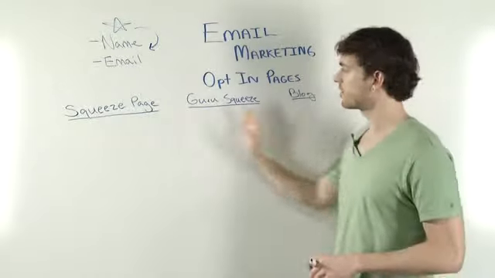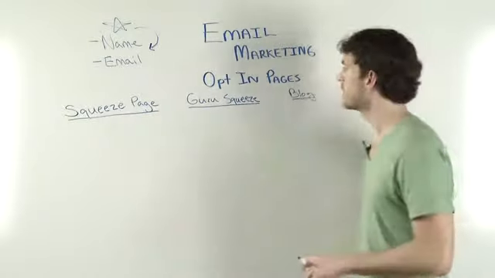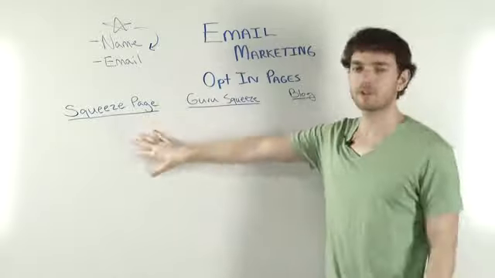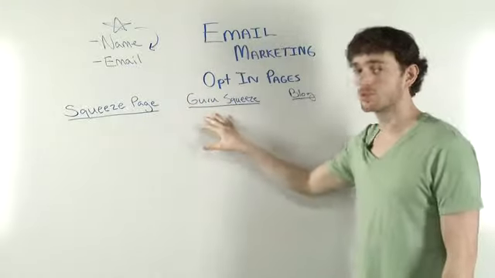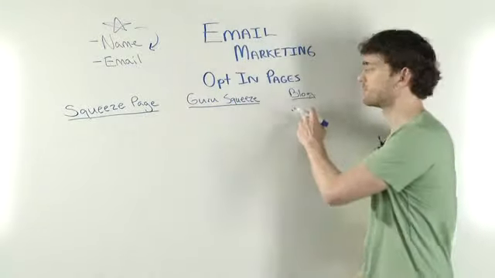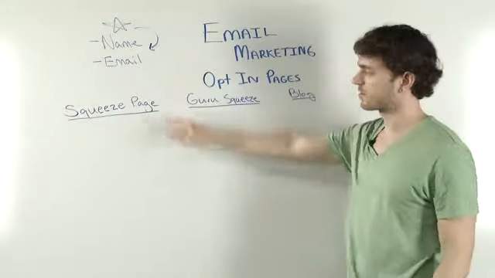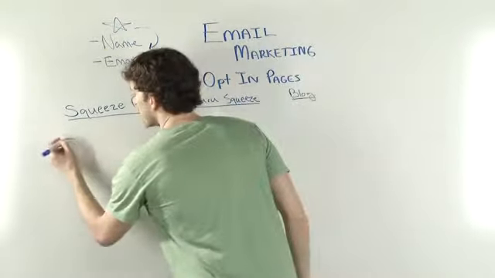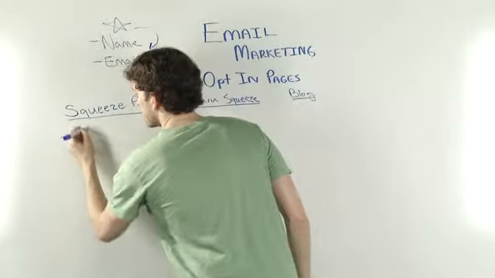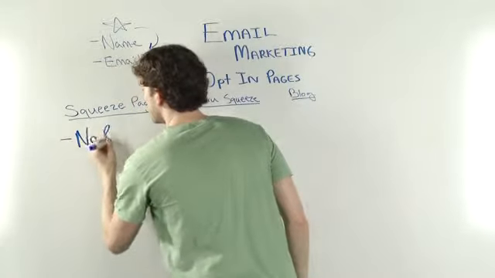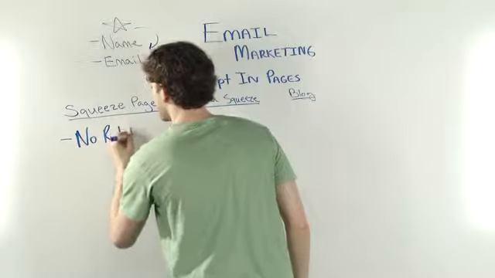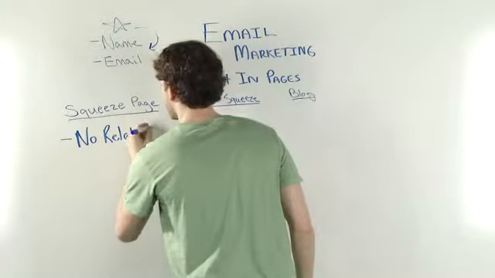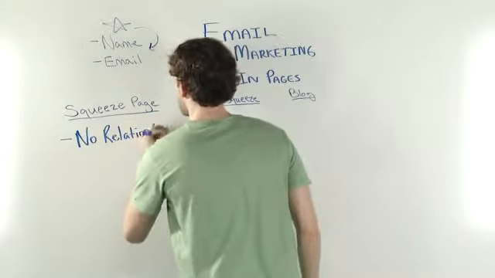Now, you can do this in 3 different ways, okay? You can do it on a squeeze page, you can do it on a guru squeeze page, or you can do it on a blog. Now, let's just go down the squeeze page. Here's the pros. Well, just information on it actually. There's no relationship. All right, now what does that mean?